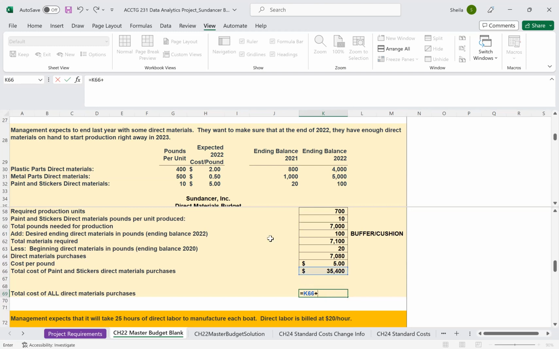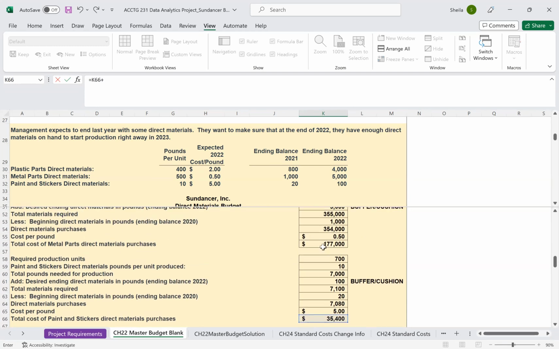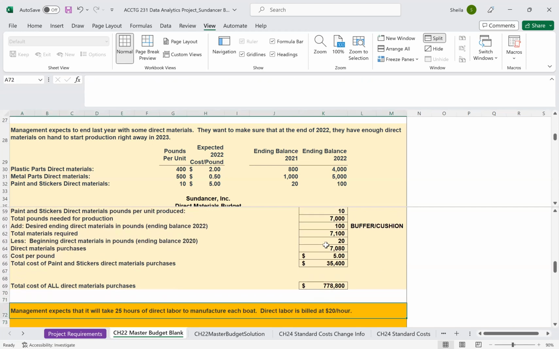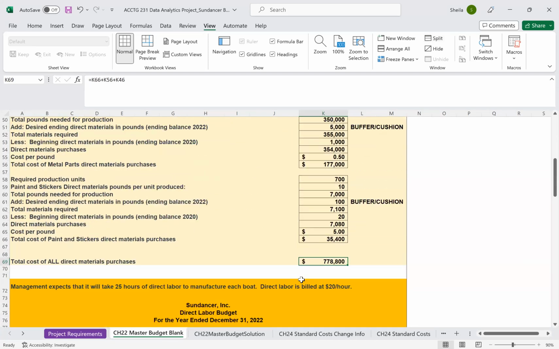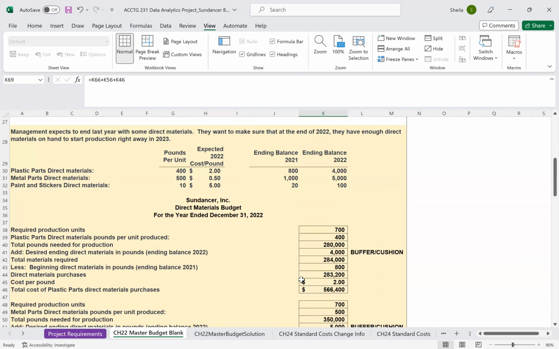So I'm going to need to budget for paint and stickers, metal, and I'll notice I'm just adding all these up, and plastic parts. So the total of all my direct materials is $778,800. Now I'm going to go ahead and remove my split. So that's how we complete the direct materials budget.